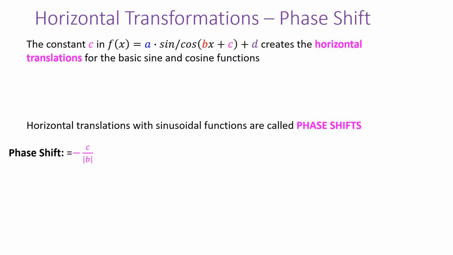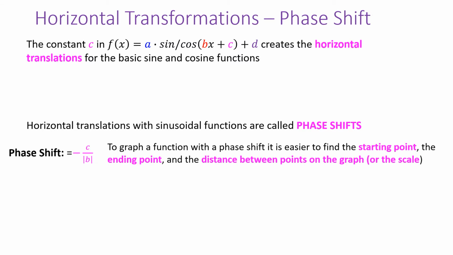I know it seems really weird, but when we graph a function that has a phase shift, think about it. A phase shift is pushing this function horizontally. So it's changing the starting point because it's pushing this graph, and then subsequently it's going to change the ending point. So what we're going to do is find the new starting point, find the new ending point, and calculate the distance between the points, or the scale of the graph.